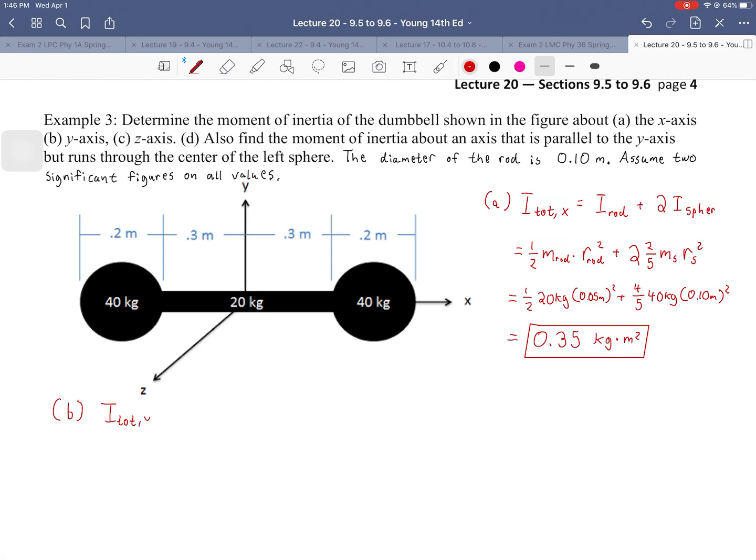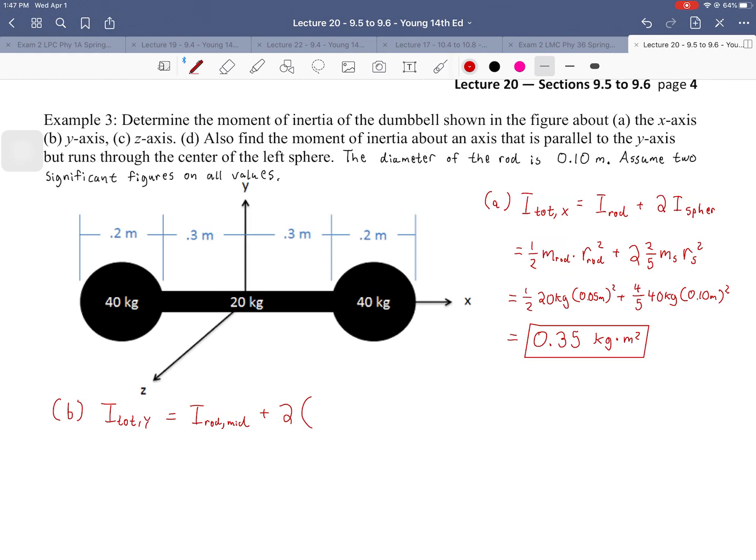Okay, so here we'll have I total about the y-axis, and that's going to be the moment of inertia of the rod and both spheres. Let's do the rod first, because for the rod we can use a rod about its middle. So I'll write rod mid to imply it's a rod about a midpoint, because that's one of the common moments of inertia that you will see in a table of moments of inertia: a rod about one end and a rod about its midpoint. That, of course, assumes the rod has uniform density, unlike in the example we saw in the first half of this lecture. Then we're going to have the two spheres.